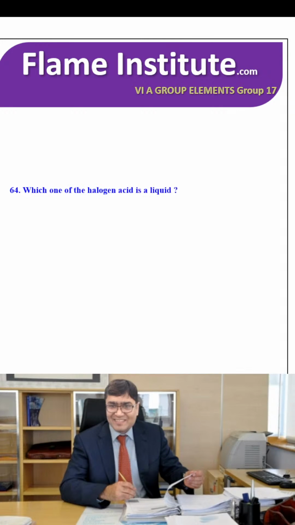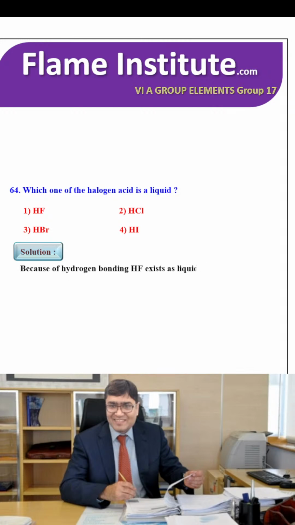Which one of the following halogen acids is a liquid? HF, HCl, HBr, or HI? The right option is: because of hydrogen bonding, HF exists in the liquid state. So HF is the correct option.